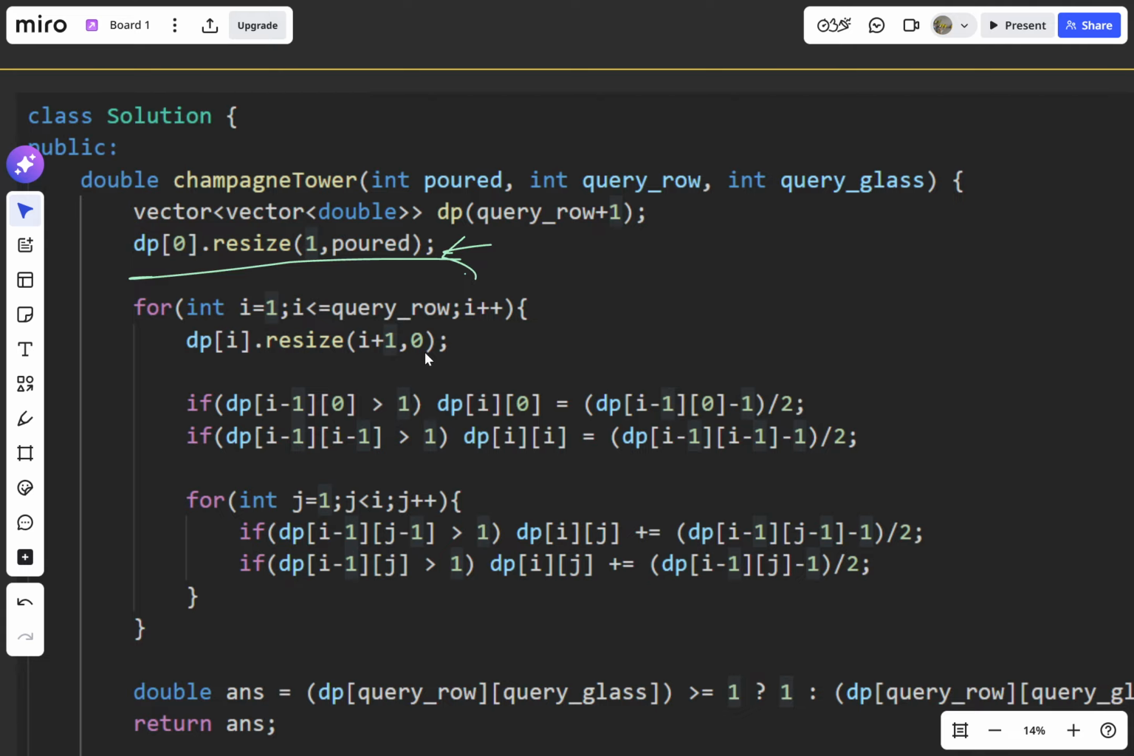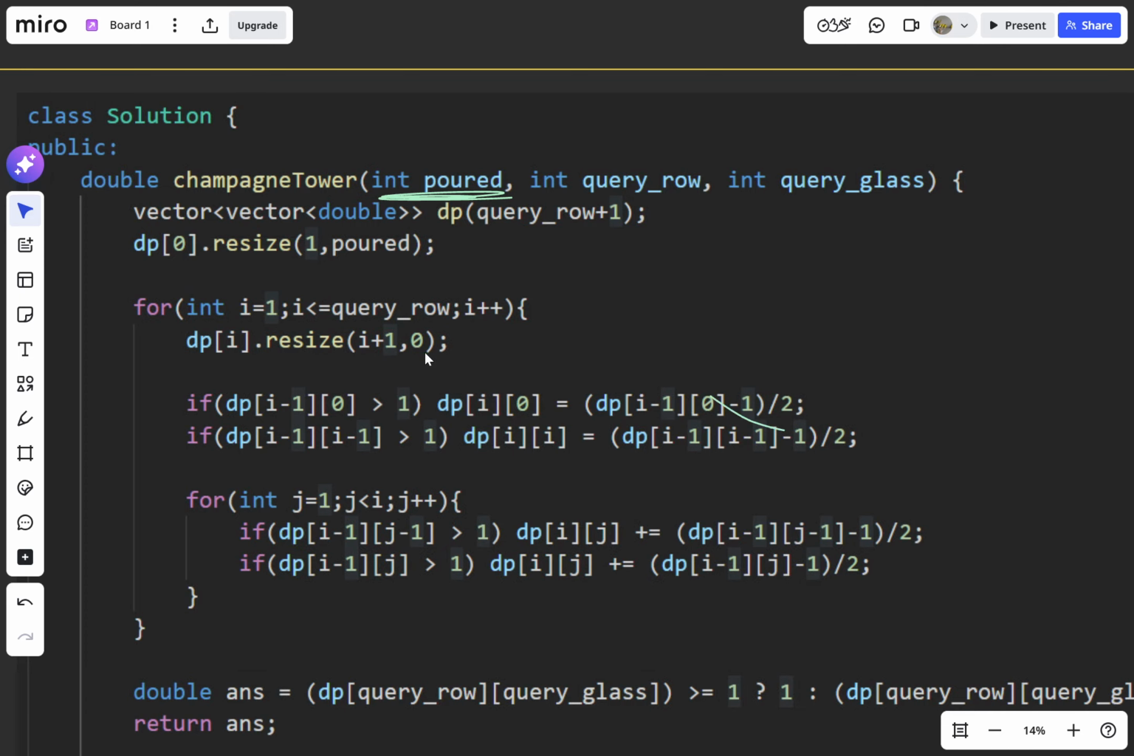After resizing it, we have poured in the 0th based index. Here we are dealing with 0 based indexing, and for the 0th index we are pouring all the water which we have. Then we start from the 1st index to the query row index, where we have to find out. Then dp of i dot resize we are doing. The resize function applies that it is resizing the size of the array.